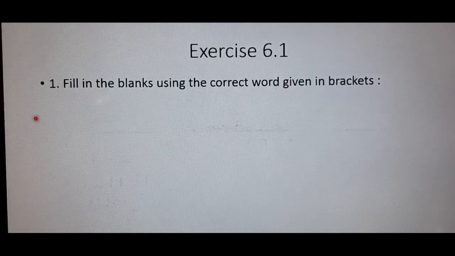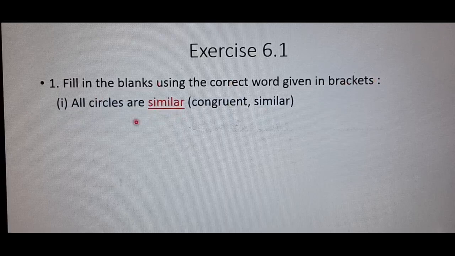So the first question of the exercise is: fill in the blanks using the correct word given in the bracket. So they have given you options. You have to choose the correct option. All circles are dash. So similar or congruent. So we have already discussed at the starting that all circles are similar.